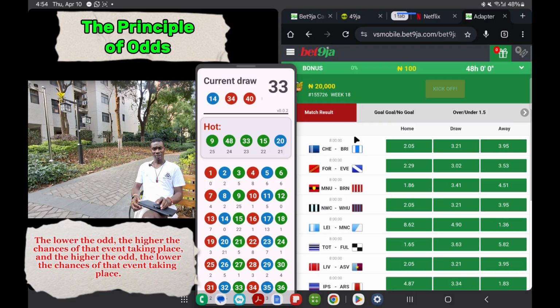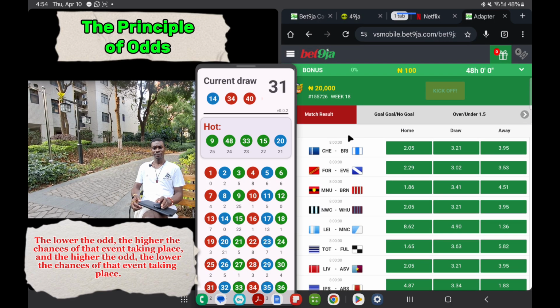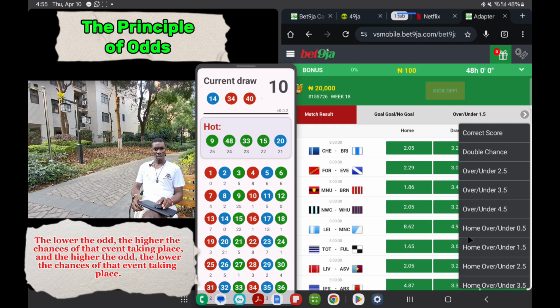Now this is the Bet9ja League visual. Ignore every other thing you're seeing on the screen because I might go back and explain in detail the partition you're seeing here and what it is for. Okay, so for now, let me show you a rare market. Now, I'll be making use of a rare market.